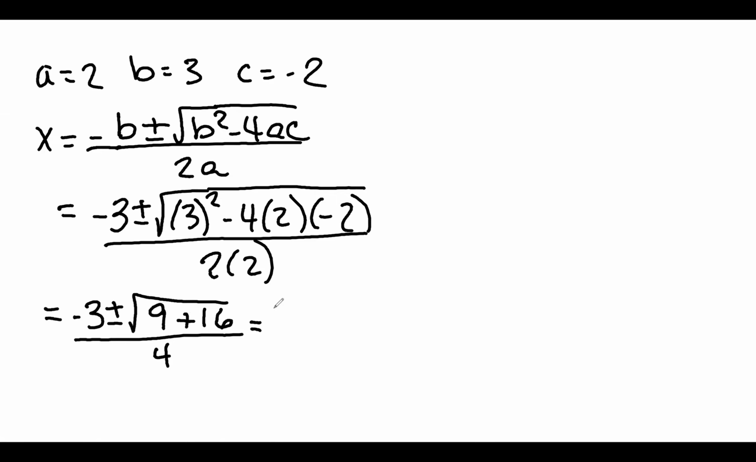Okay, so now we have 9 plus 16 is 25, so we have -3 plus or minus the square root of 25 all over 4. And 25 is a perfect square. We can get a whole number out of this part. The square root of 25 is 5, since 5 times 5 is 25. So this becomes -3 plus or minus 5 all over 4.